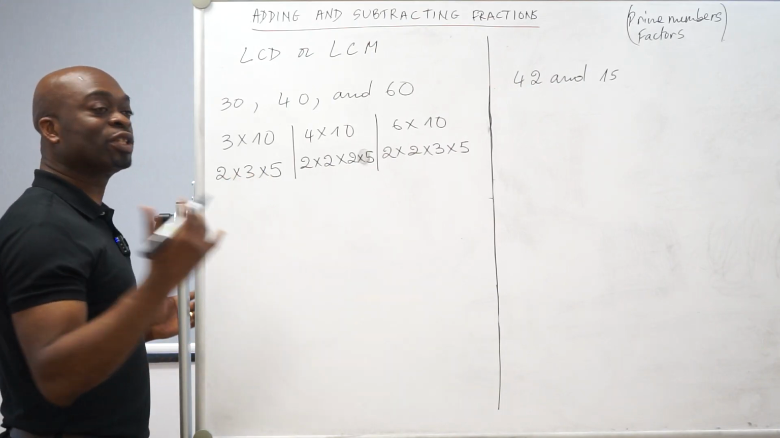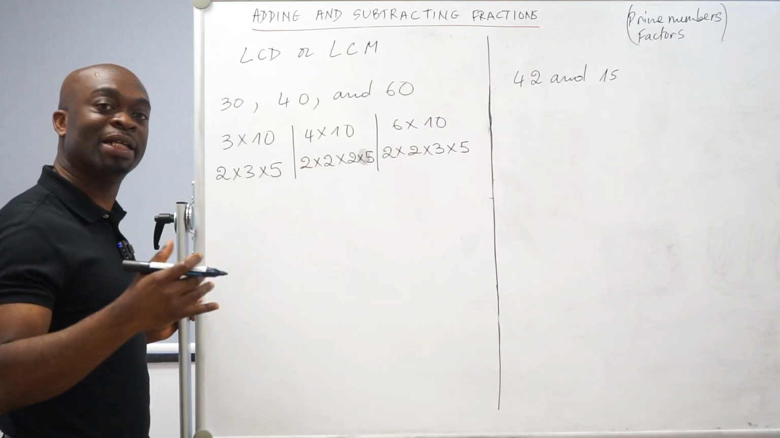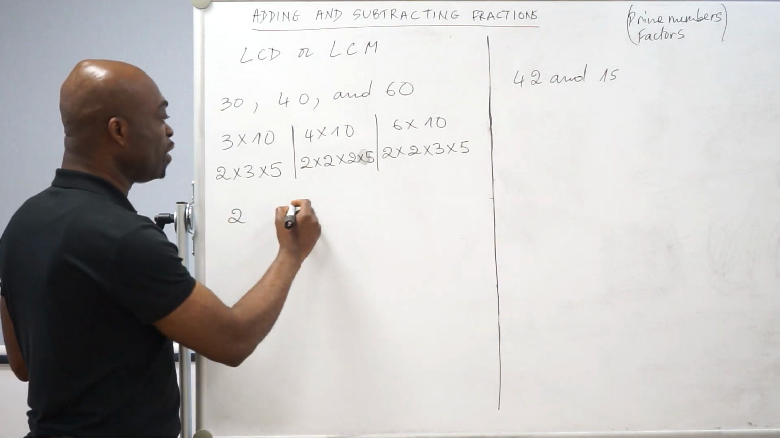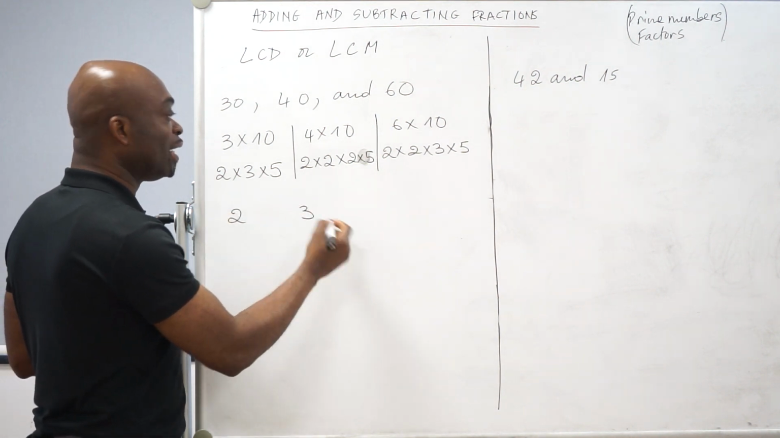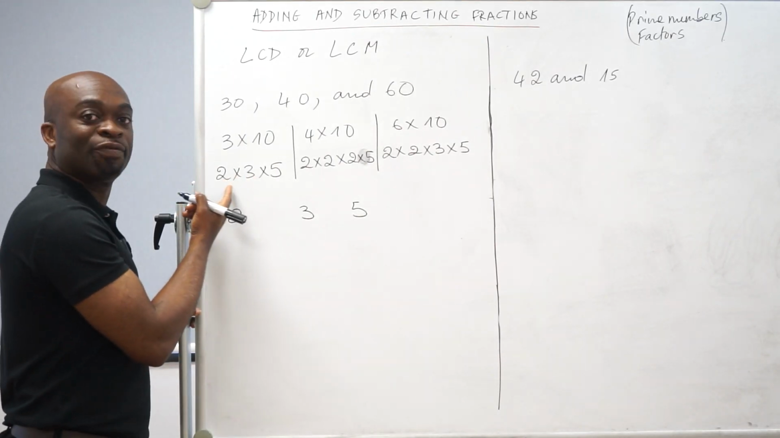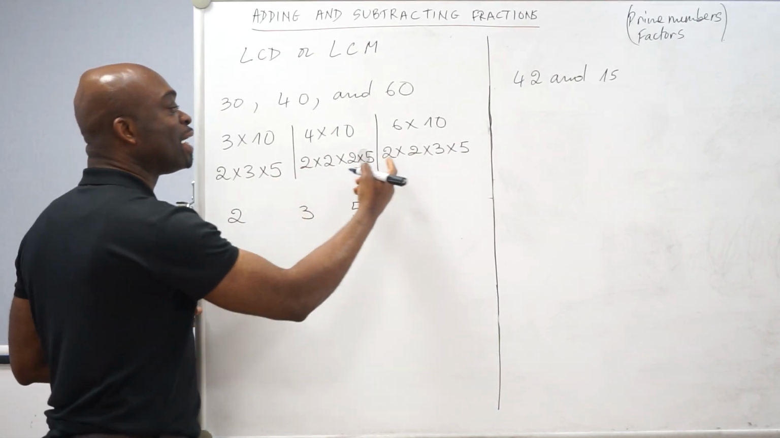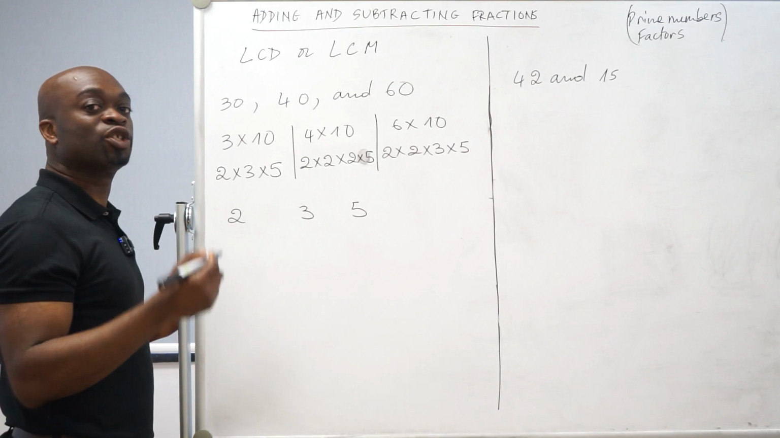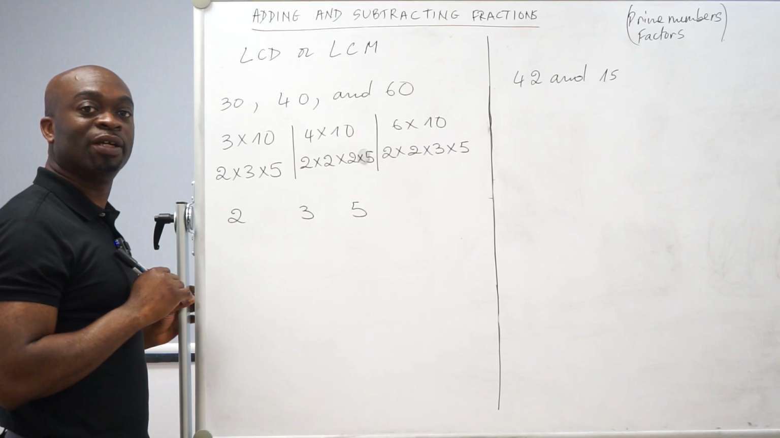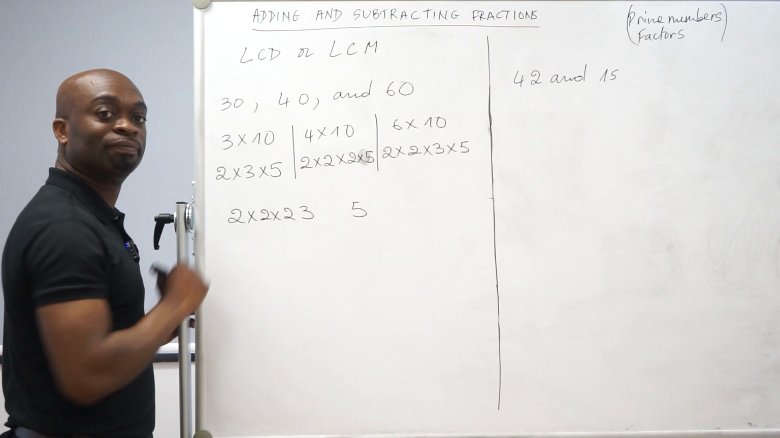We said we're going to collect each of them and see how many times they occur. So we know we have a 2, we know we have a 3, and we know we have a 5. So how many times do we have 2 here? Once. How many times do we have 2 here? 3 times. How many times do we have 2 here? Twice. So we're going to take 2 the highest number of times it occurs in one of the numbers. It occurs 3 times, so we're going to have 2 times 2 times 2.